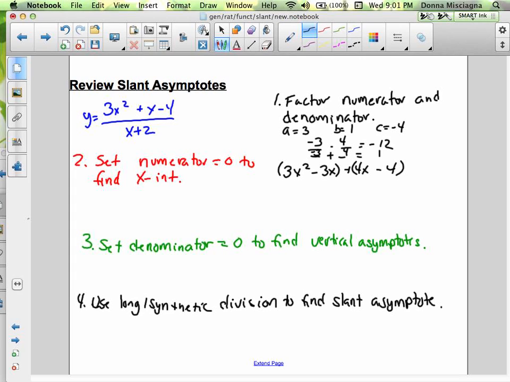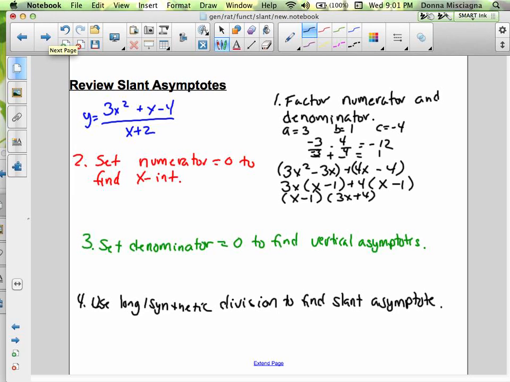The greatest common factor for 3x squared and -3x would be 3x. 3x squared divided by 3x is x, and -3x divided by 3x, that'd be -1. The greatest common factor for 4x and -4 would be 4. If we divide both of those by 4, we have x minus 1. So we can factor out the repeating x minus 1, and 3x plus 4 is the other factor.